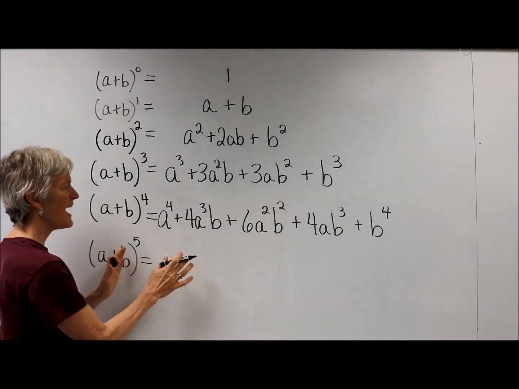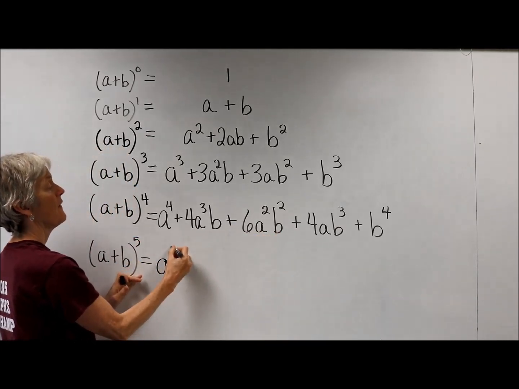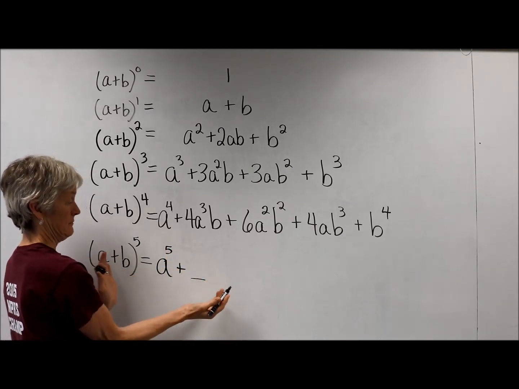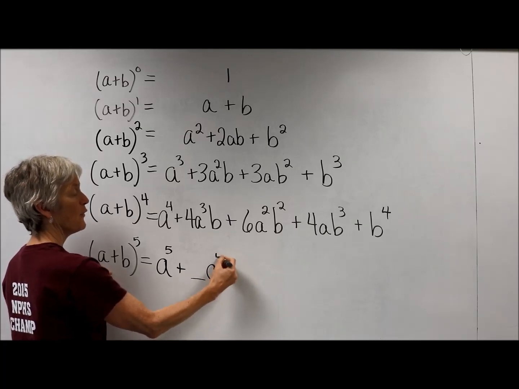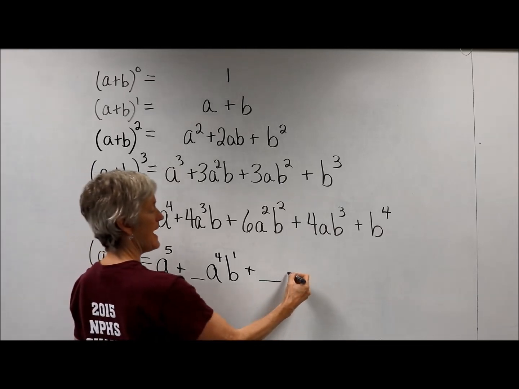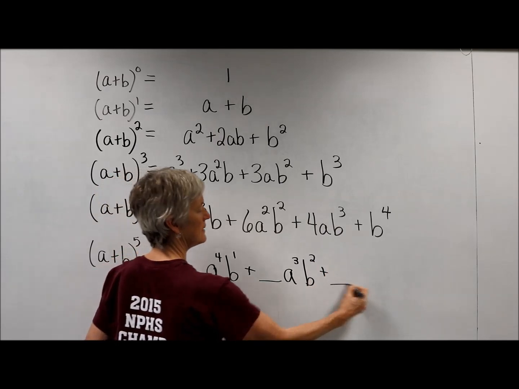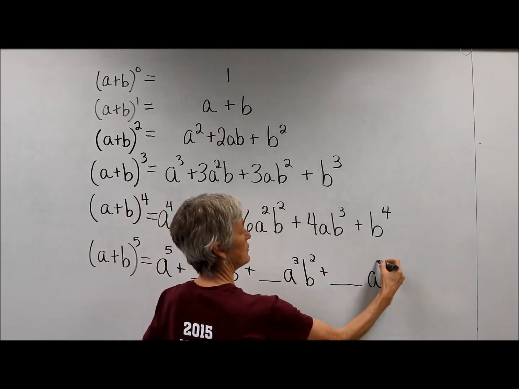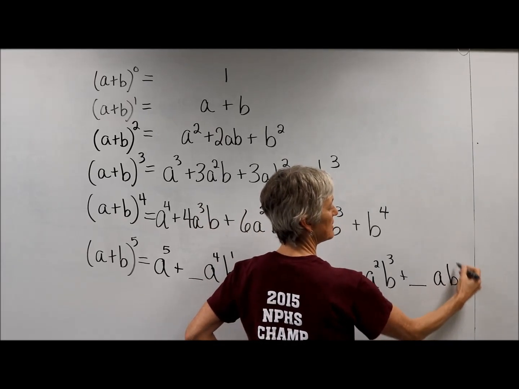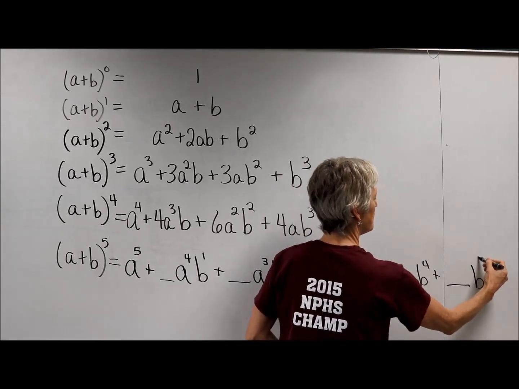Okay, so let's just do the exponents and then I'm going to come back to the coefficients. So this is going to be an a to the 5th, b to the 0, plus some number, a to the 4th, b to the 1, plus some coefficient, a to the 3rd, b squared. Am I doing this correctly? Yes, looks good. A squared, b to the 3rd, plus some number, a to the 1st, b to the 4th, plus some number, you still have me here? I do. B to the 5th.